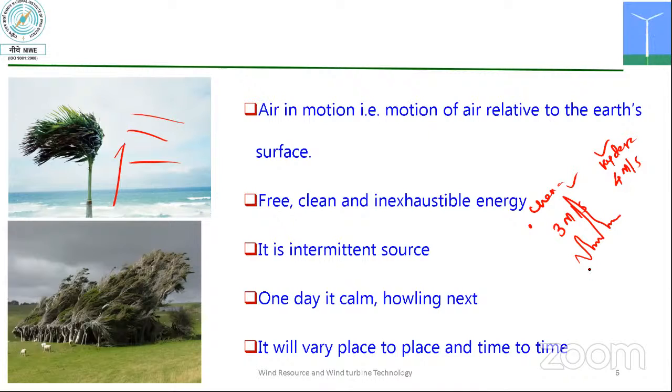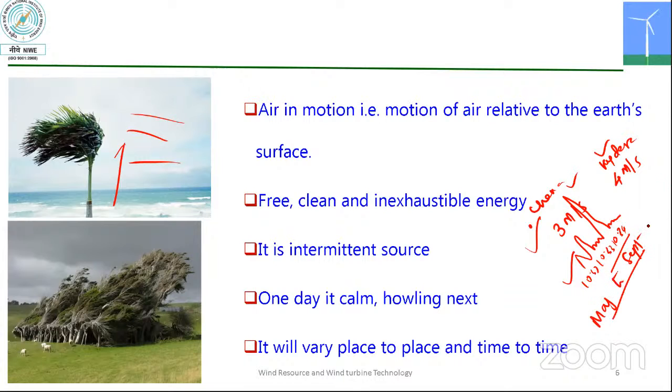And you can see the time. So the time is 10:32, 10:33, 10:34. So like this, you see how the wind is of a variable nature. It varies from place to place, time to time, and also season to season. Generally, the windy season is May to September.